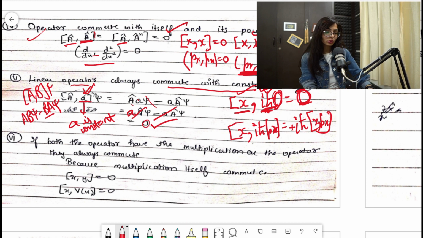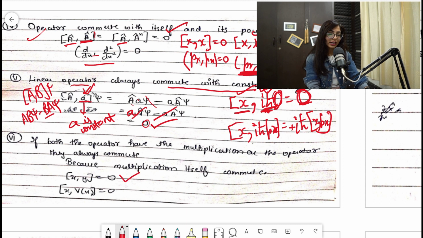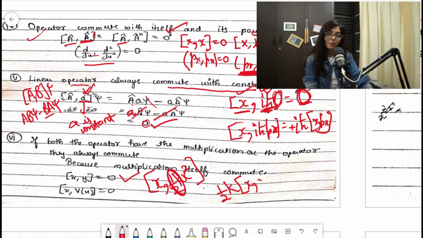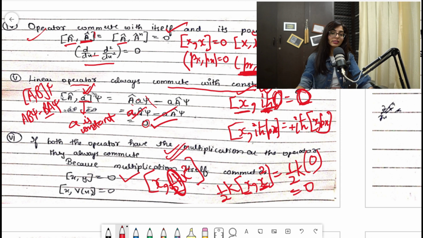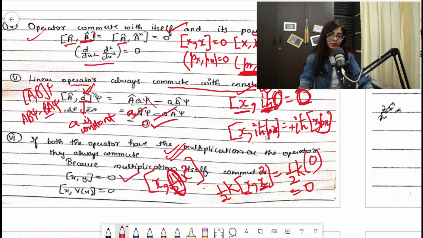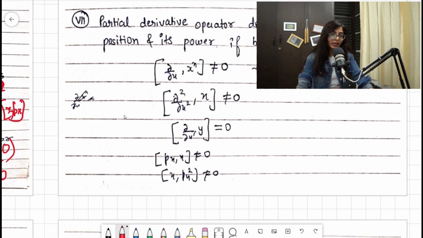Let's come to another one. It is the same, guys. If something is in multiplication like x into half kx², you know half k is a constant, so I take half k outside and it becomes [x, x²]. You know that any operator with the same operator, whether it has a power or not, gives 0, so the answer will be 0. So that is the meaning of this identity. I hope these things are clear to you. Let's see more.